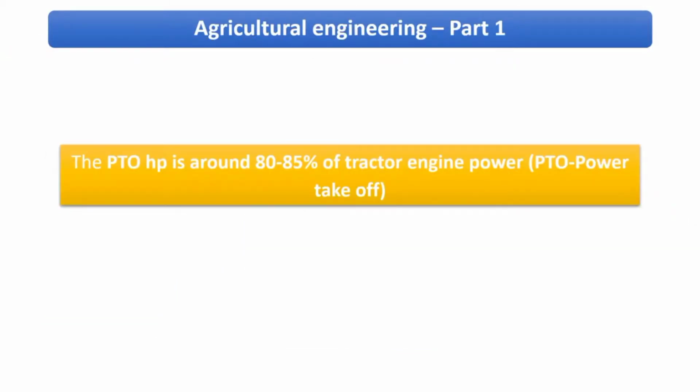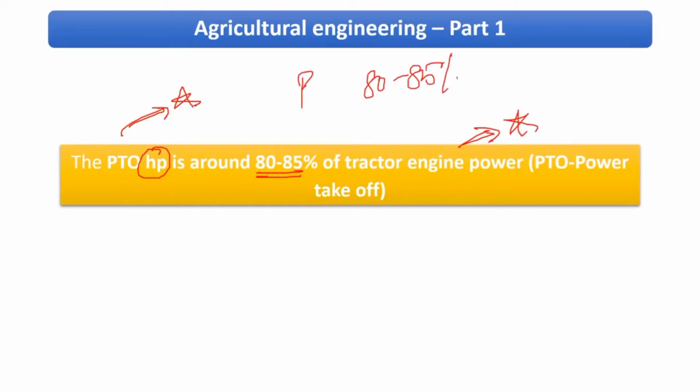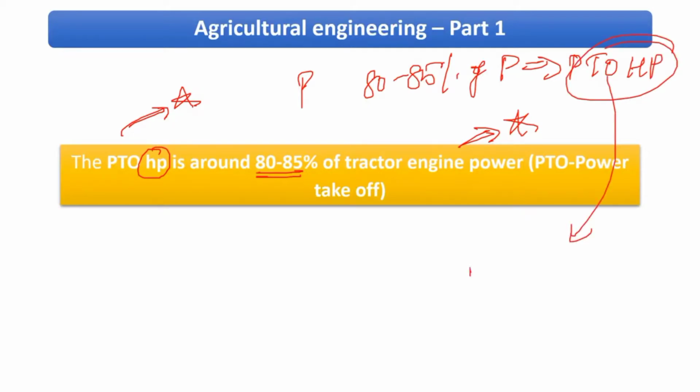So here this is one important piece of information: the PTO horsepower is around 80 to 85% of the tractor engine power. So if the power is P, only up to 80 to 85% of this P is available as the power take-off horsepower. Now this power is going to be used by the implements which are attached to the tractor for its work, right?